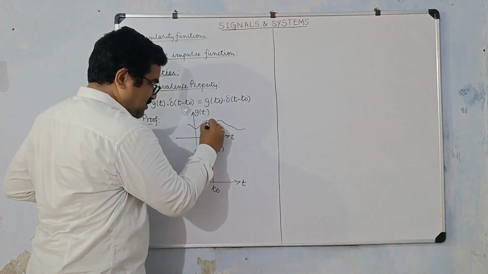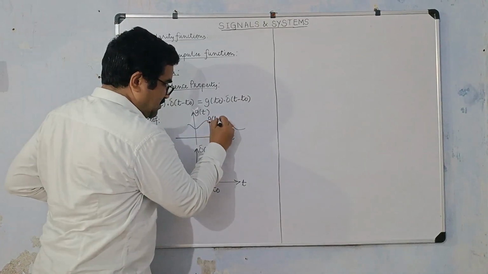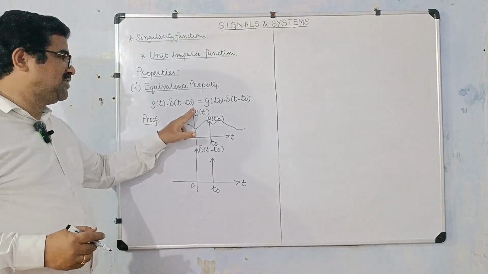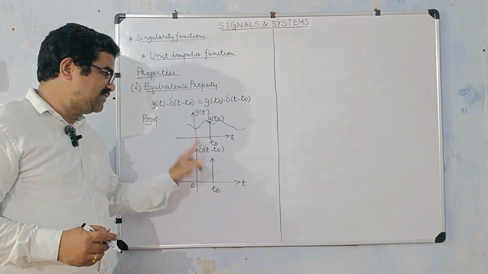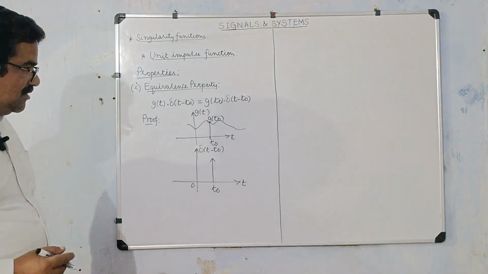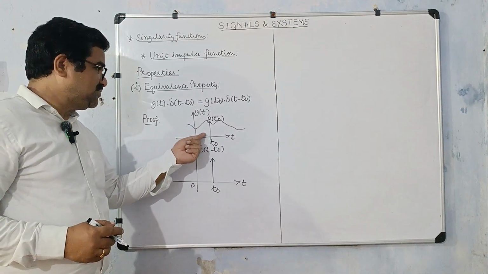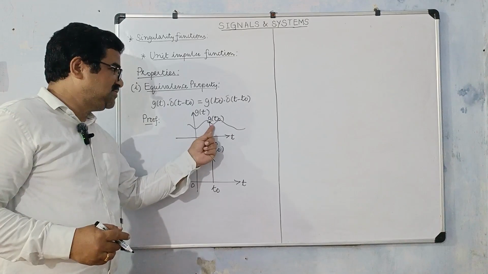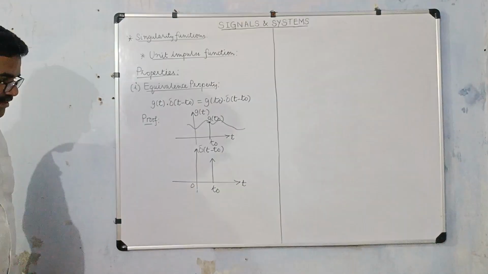So at t is equal to t naught, what is g of t? It is equal to g of t naught. Okay, so g of t into delta of t minus t naught is the same as g of t naught into delta of t minus t naught, because outside this the impulse is 0, the product is going to be 0. Here it is 0, here it is 0. So it is getting multiplied with g of t naught. Okay, so this is what is the equivalence property.